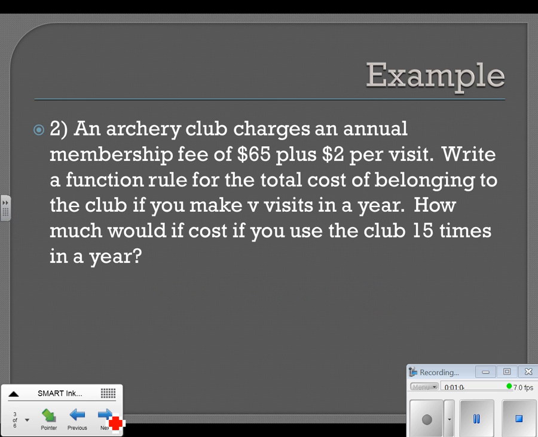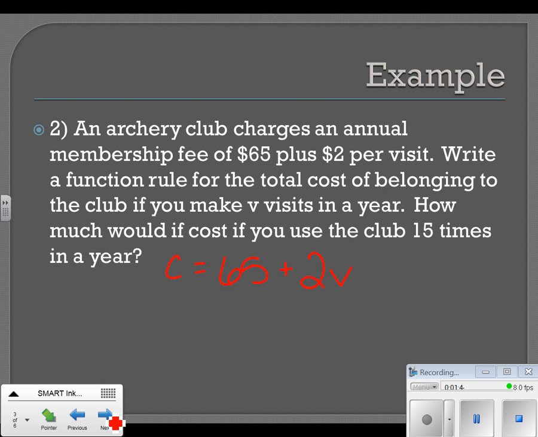In example 2, an archery club charges an annual membership of $65 plus $2 per visit. We're going to write a function rule for the total cost of belonging to the club if you make V visits in a year. And then we're going to answer, how much would it cost if you use the club 15 times in that year? So the total cost would be 65 plus $2 per visit. So 2 times the V, how many visits, plus the 65 would be the cost.